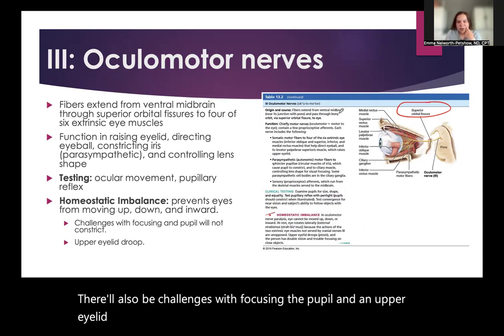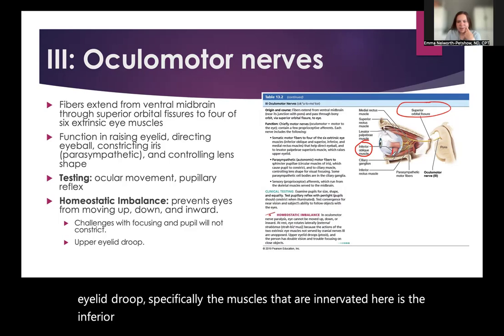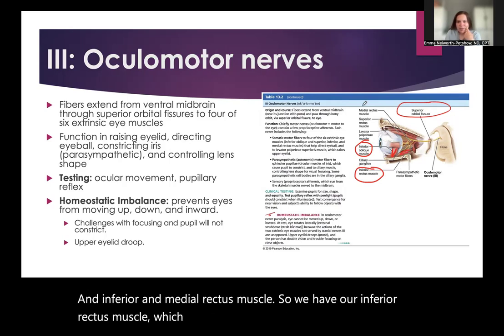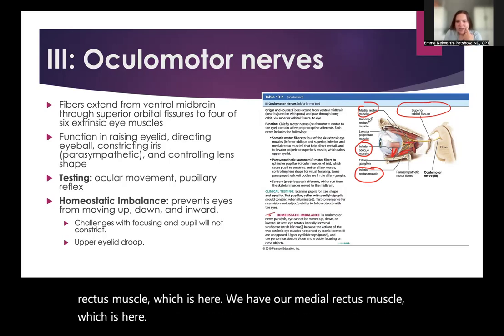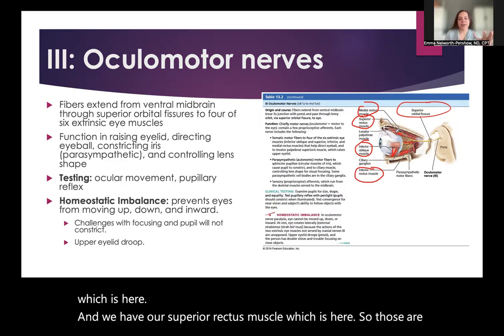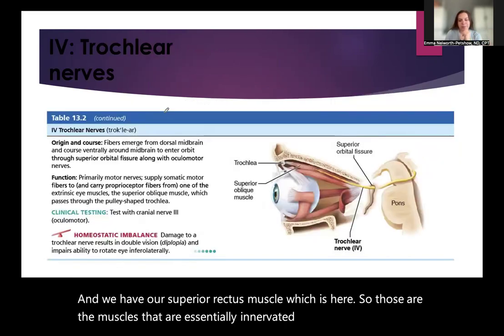Specifically, the muscles innervated here are the inferior oblique muscle located here, and the superior, inferior, and medial rectus muscles. So we have our inferior rectus muscle, which is here. We have our medial rectus muscle, which is here. And we have our superior rectus muscle, which is here. Those are the muscles essentially innervated by this oculomotor nerve.